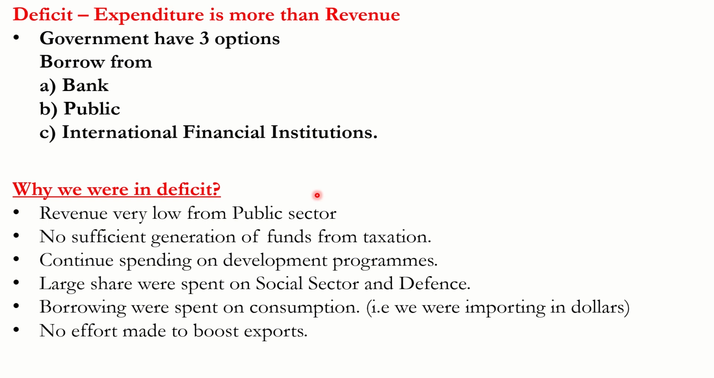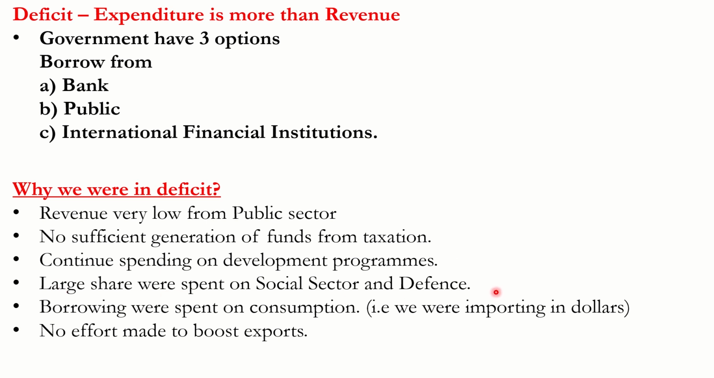Second one is no sufficient generation of funds from taxation. Whether it is a direct tax or indirect tax, it was not being generated enough to solve all the problems of deficit. Third, continuous spending on development programs. Because we came out of independence, there were many problems we were facing, just like unemployment, poverty, and many other social problems. So whatever revenue the government was generating was being spent on different development programs. Large shares were spent on social sectors and defense.